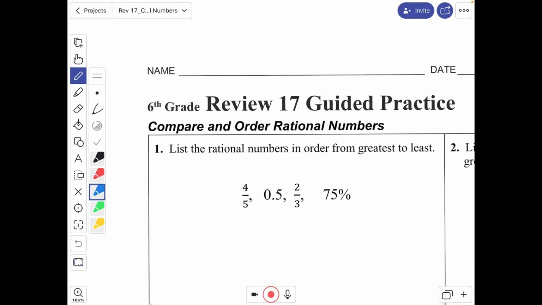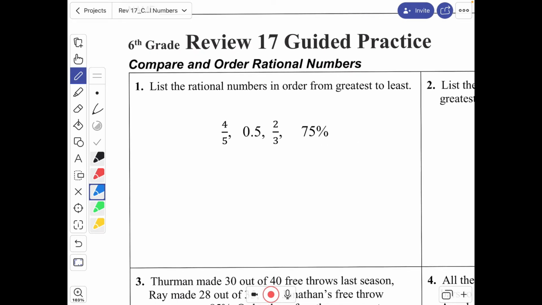Let's look at Review 17, Guided Practice. Number 1, list the rational numbers in order from greatest to least. So 4/5 as a decimal is 0.8. 2/3 as a decimal is 0.6 repeating. And then we have 0.5 and 75%. Well, 75% as a decimal would be 0.75.